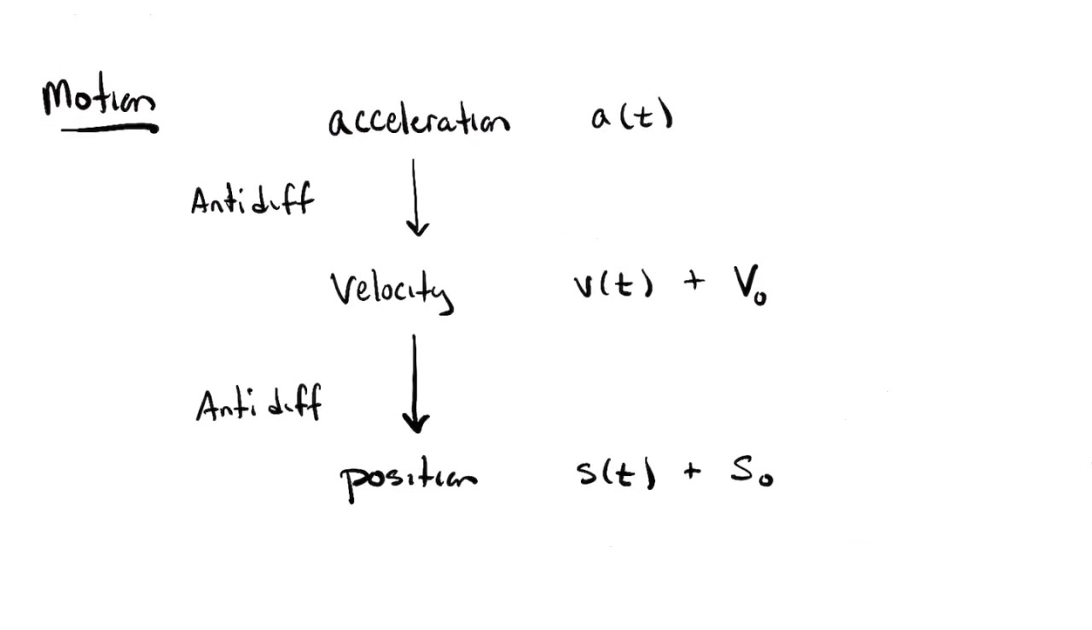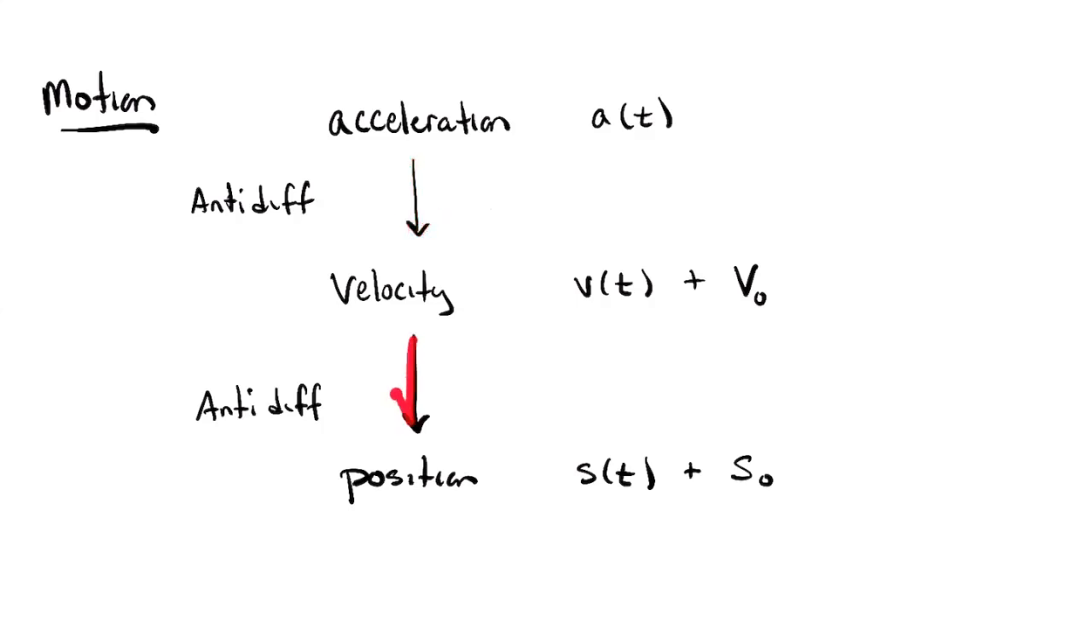Getting near the end of this, what's getting to be kind of a long video, I just want to talk about the application of this business to motion along a line. Maybe you want to pause and get your breath back if you're feeling tired, but I'm just going to keep going. Talk about motion. We already know that the derivative of a position is the velocity, and the derivative of the velocity is the acceleration. So it therefore follows that if you anti-differentiate acceleration, you get velocity.